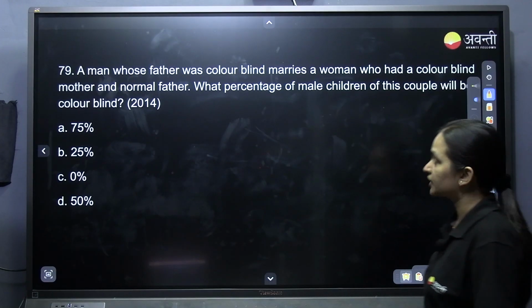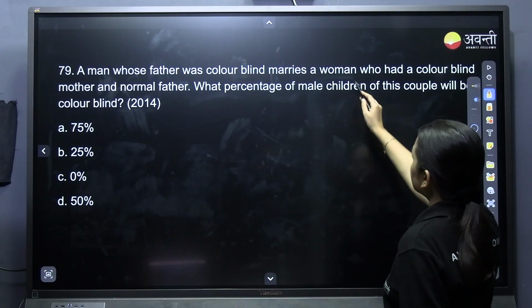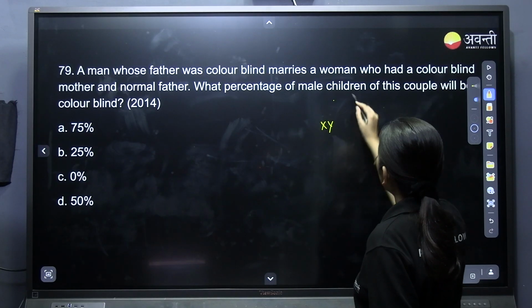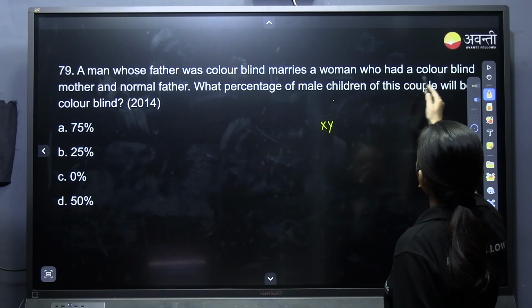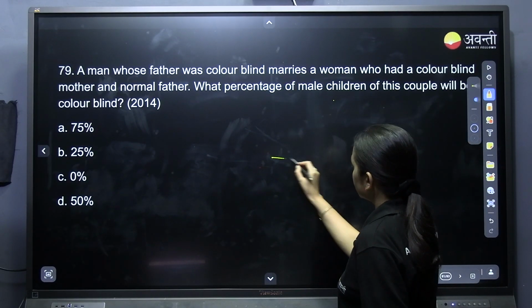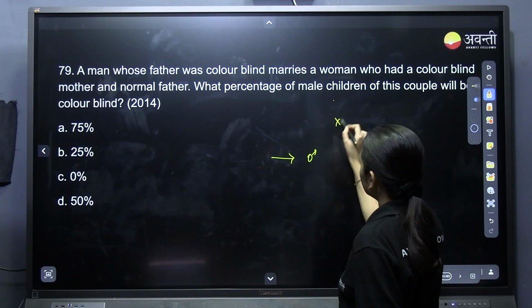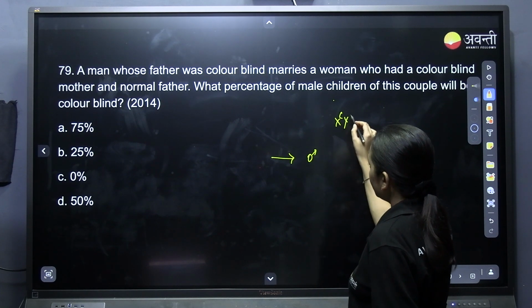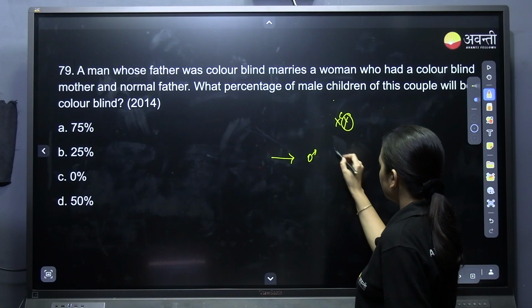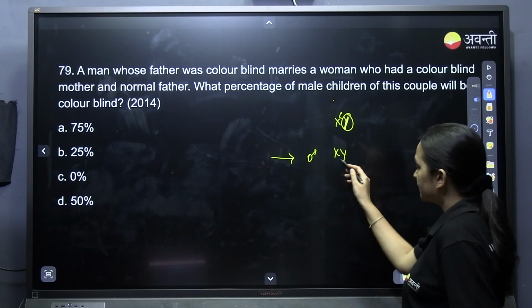A man whose father was colorblind marries a woman. Now his father was colorblind, which means this is his condition. He is giving the Y chromosome to his son, not the X chromosome, so this person definitely will be normal.